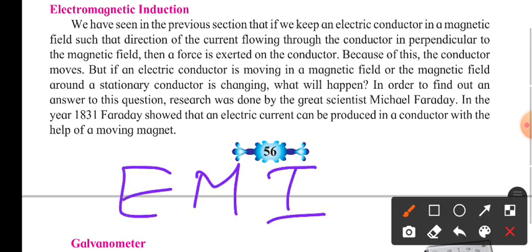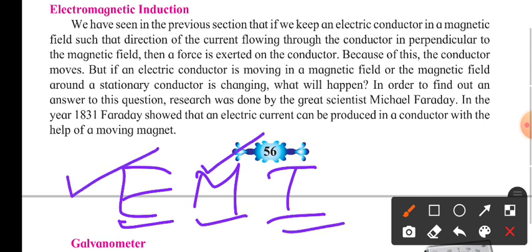EMI, electromagnetic induction. When the electricity is supplied, a magnetic field gets generated, and this produced magnetic field induces a current in the secondary coil. So this is nothing but the phenomenon called electromagnetic induction.